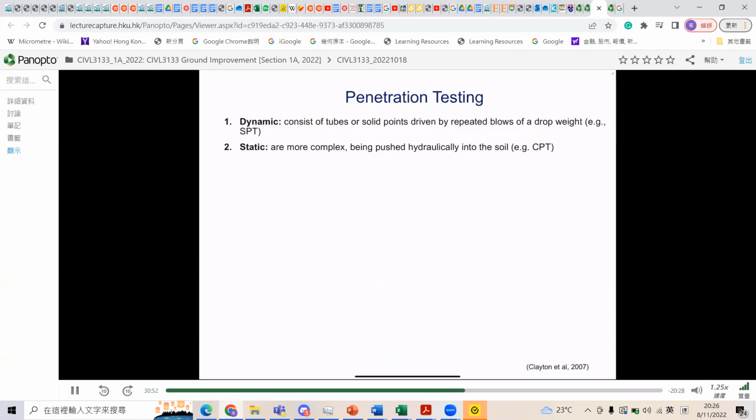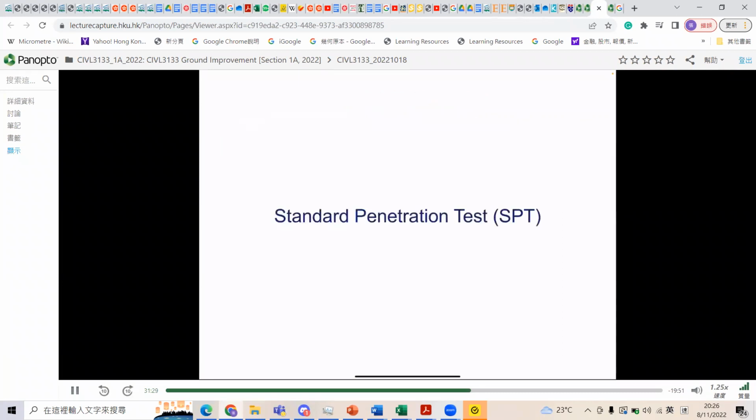Now, as I mentioned, for penetration testing, there's dynamic and static penetration. For dynamic penetration, we drop a hammer and we call it blows. We use the self-weight of the hammer to impose a dynamic impulse onto an anvil, and the anvil will push some sort of split spoon sampler into the ground, as you'll see later on. In contrast, static loading requires a hydraulic push into the ground, and that's what CPT is. So before we jump into SPT, I want to show you a quick video of what SPT looks like.